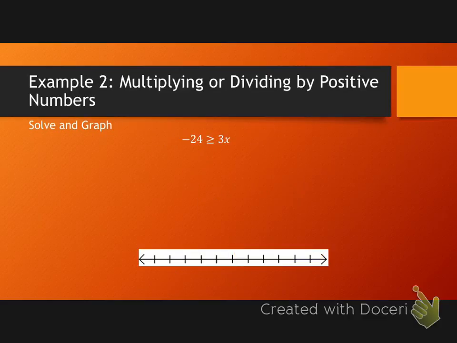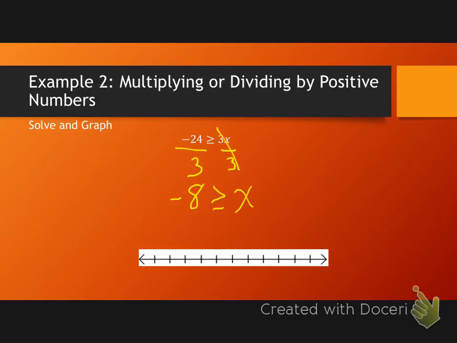So let's look at this next one here. It's got negative 24 is greater than or equal to 3x. To get the variable by itself, all I need to do is the opposite. Remember, when there's no sign, you're actually multiplying. So to do the opposite, you're going to be dividing. So divide by 3 on both sides. Negative 24 divided by 3 is going to give us negative 8. Now, keeping the sign the same, it's greater than or equal to, the 3's cancel out, and we have x. So negative 8 is greater than or equal to x.